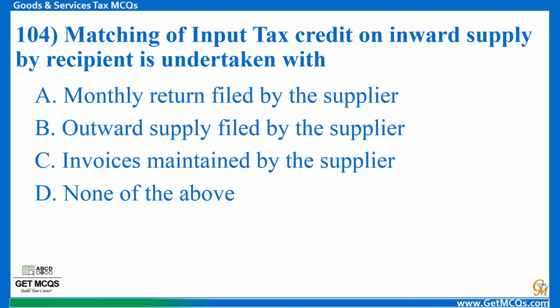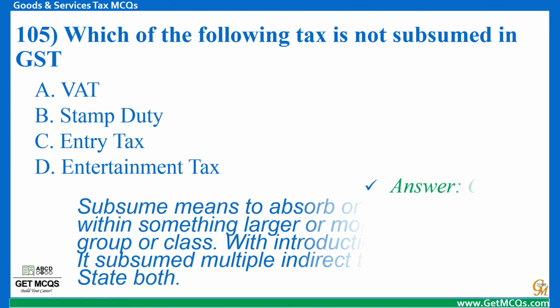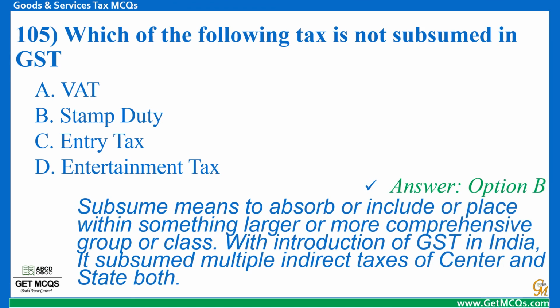104. Matching of input tax credit on inward supply by recipient is undertaken with. Answer: Option B. 105. Which of the following tax is not subsumed in GST? Answer: Option B. Subsume means to absorb or include or place within something larger or more comprehensive group or class. With introduction of GST in India, it subsumed multiple indirect taxes of center and state both.